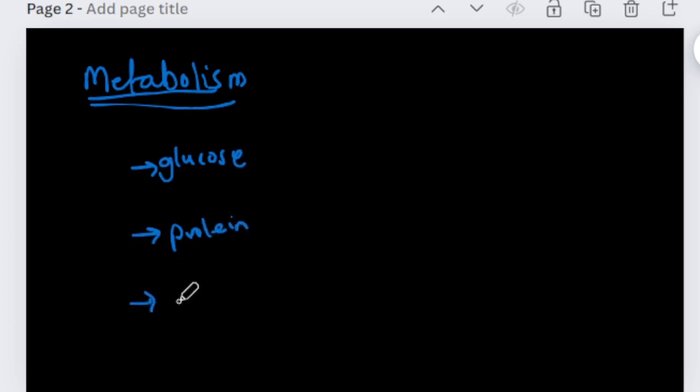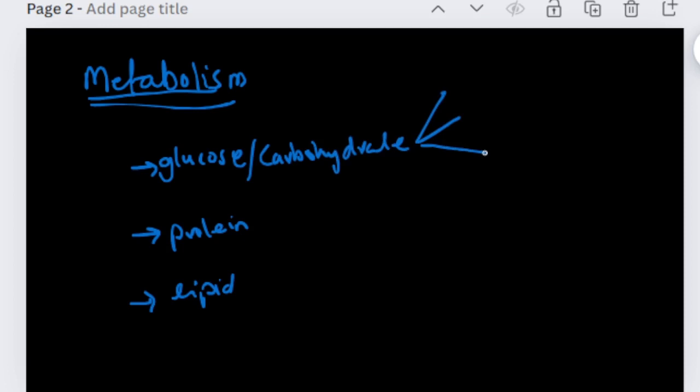So in the body there are different compounds. The first one is glucose, present in our body. The second one is protein. The third one is lipid. So these compounds are present in our body: carbohydrate, lipids, and protein. Now first of all, carbohydrate metabolism of glucose. What will you expect from carbohydrate metabolism?